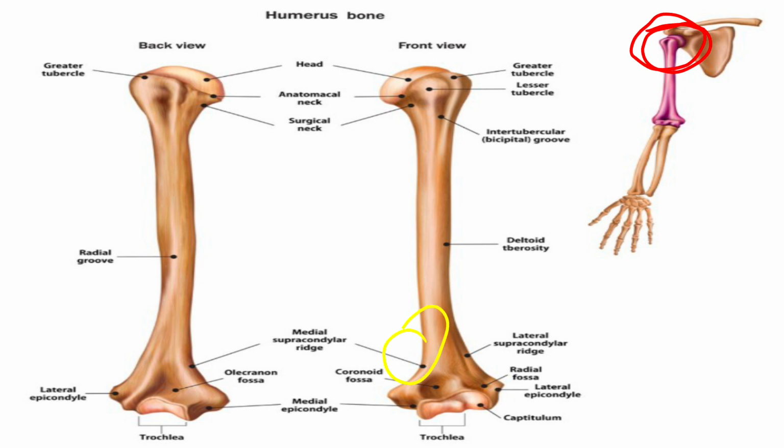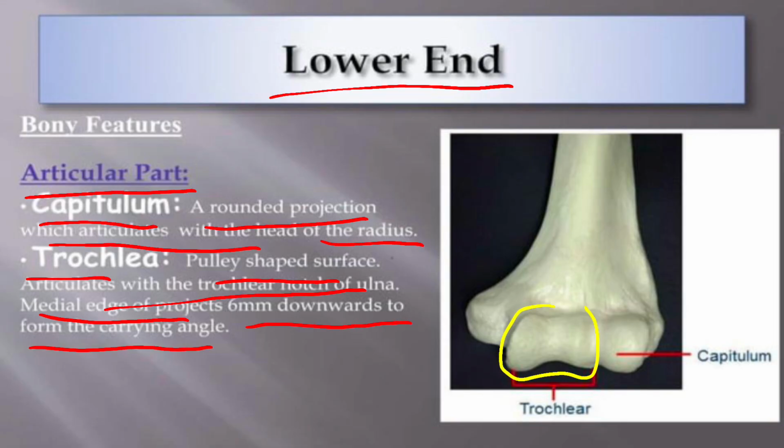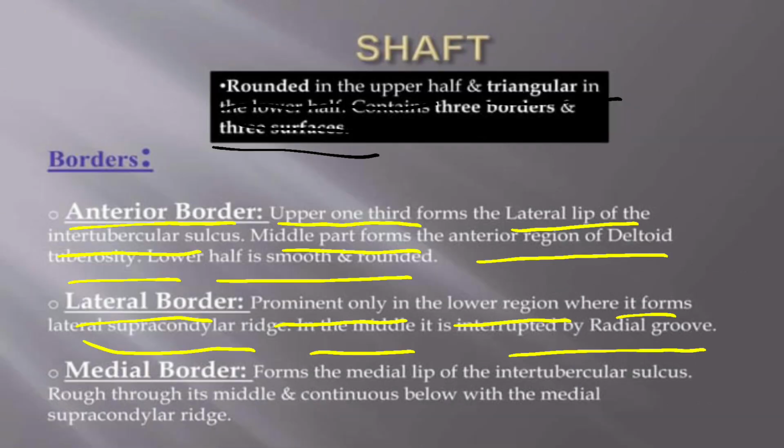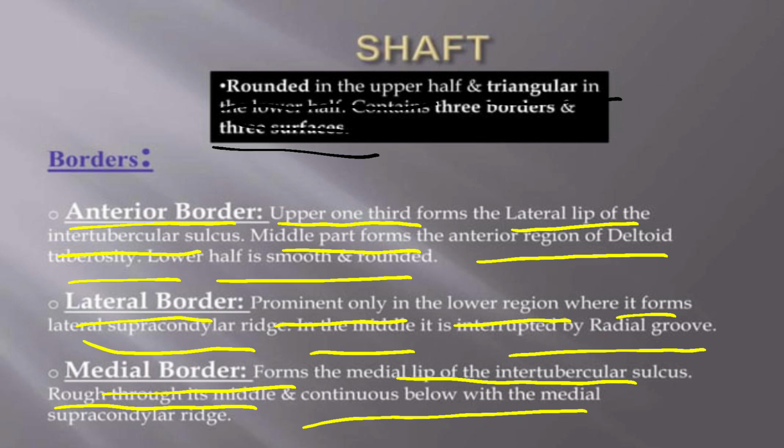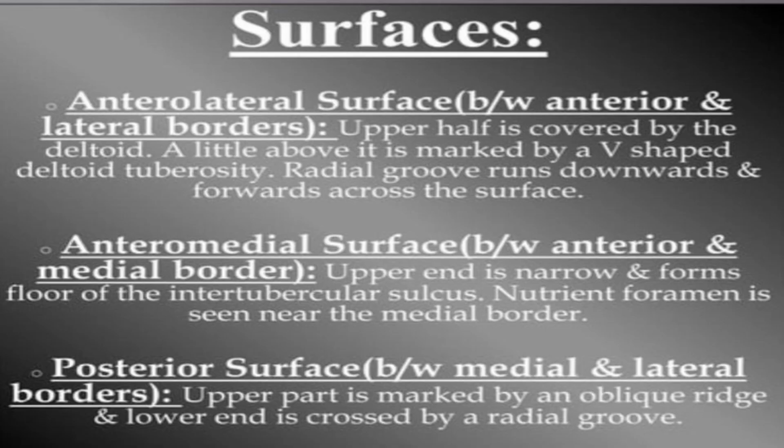In this area, lateral border. Medial border forms the medial lip of intertubercular sulcus, rough through its middle and continuous below with the medial supracondylar ridge. Surfaces.